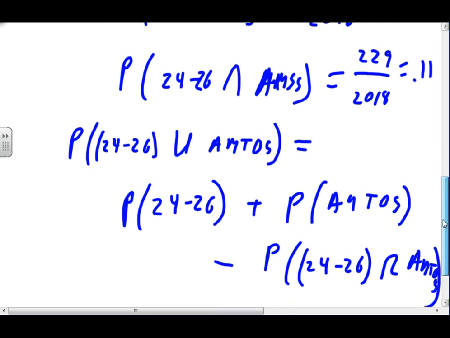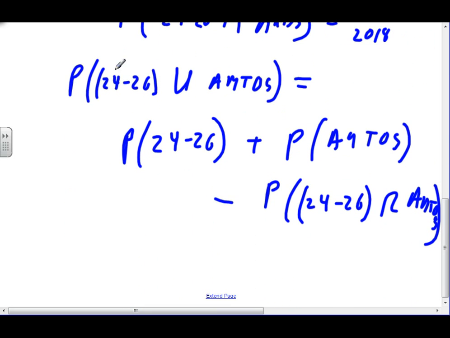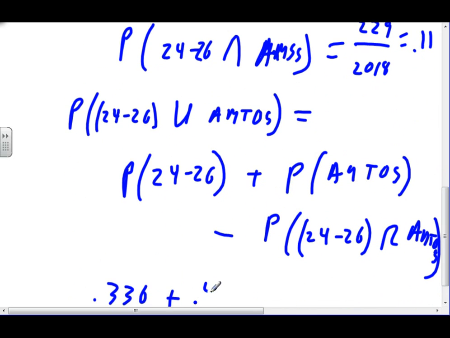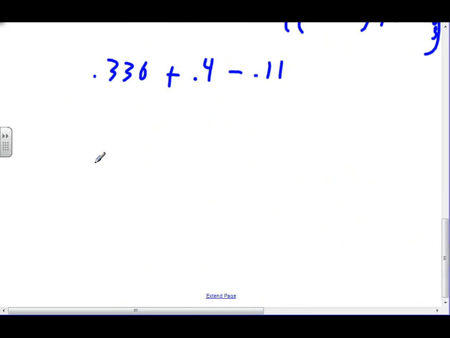0.11. Okay, so the union of the probability of being in that age group and applied for more than one school is going to be 0.336 plus 0.4 minus 0.11. 0.626.